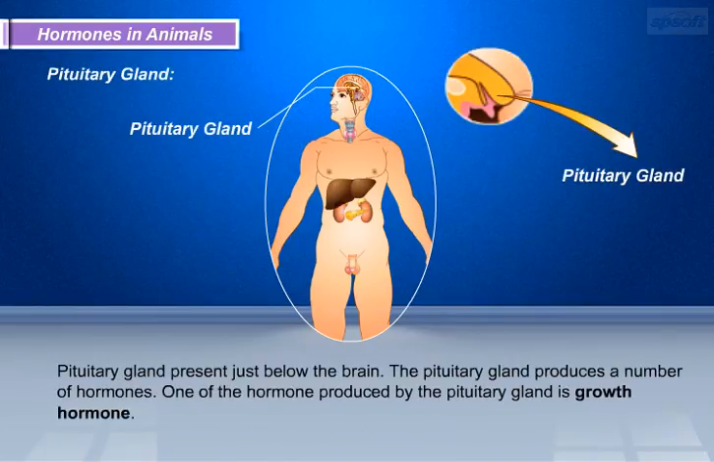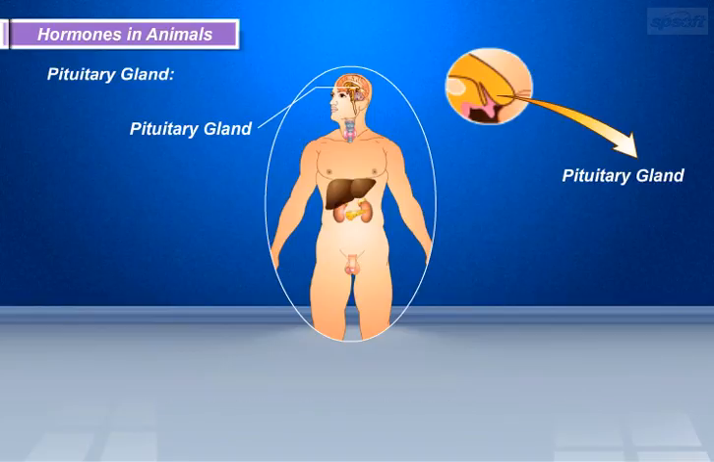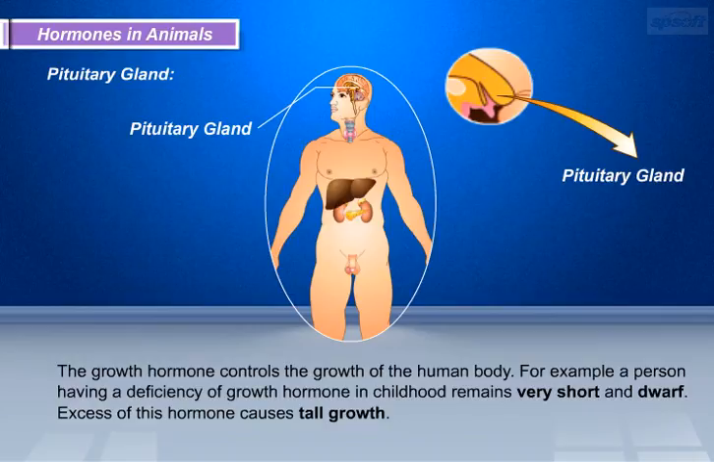Pituitary gland. Pituitary gland is present just below the brain. The pituitary gland produces a number of hormones. One of the hormones produced by the pituitary gland is growth hormone. The growth hormone controls the growth of the human body. For example, a person having a deficiency of growth hormone in childhood remains very short, a dwarf. Excess of this hormone causes tall growth.